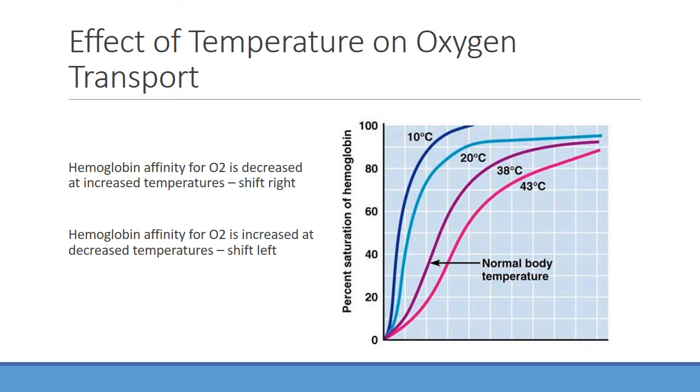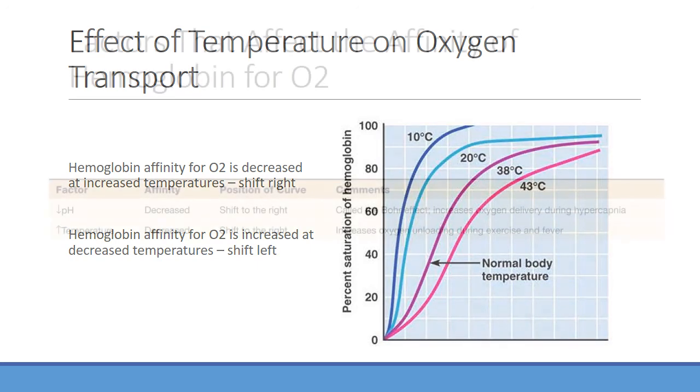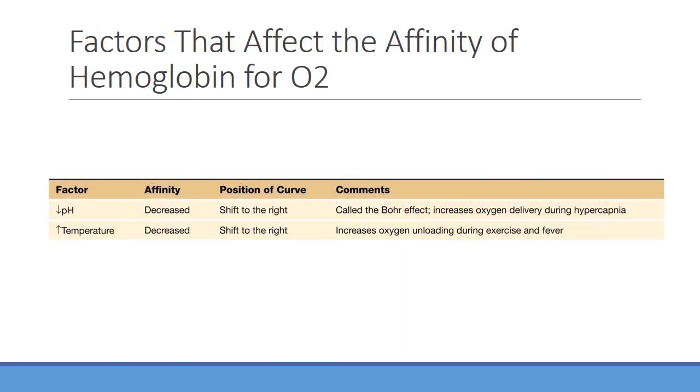Just know that high temperatures shift it to the right, low pH shifts it to the right, high pH shifts it to the left, low temperature shifts it to the left. Okay. So again, just notice they're going to have a kind of opposite effect here as far as how they change. So decreased pH and increased temperature cause a decreased affinity, causing the shift to occur to the right, which means you're more likely to donate oxygen to the tissues.